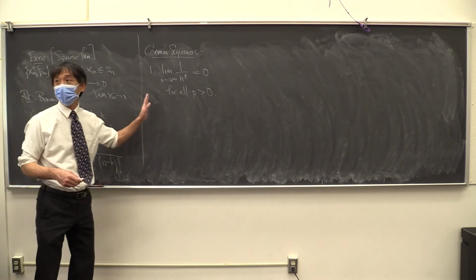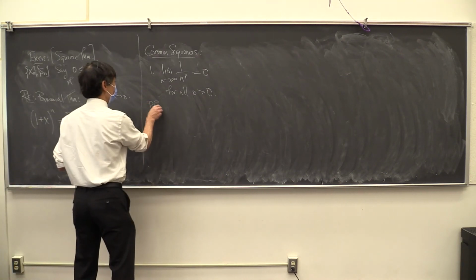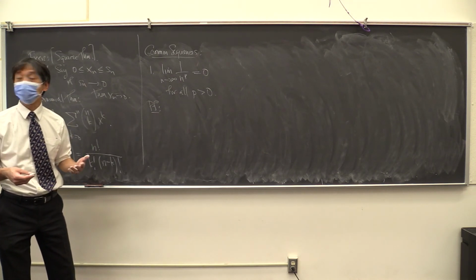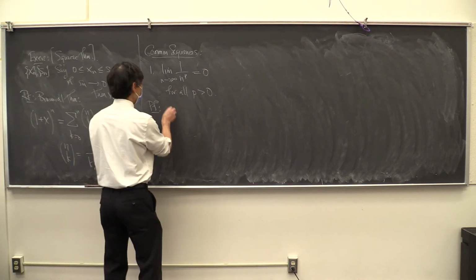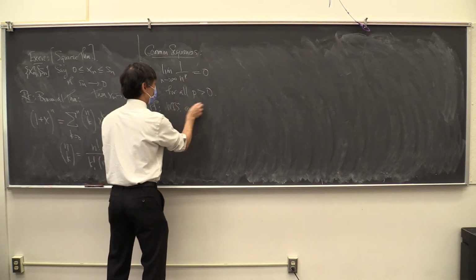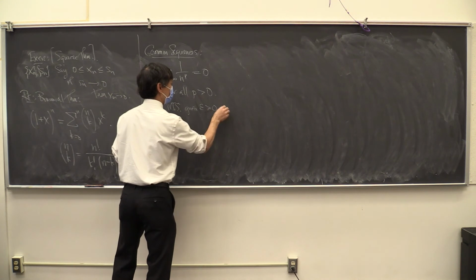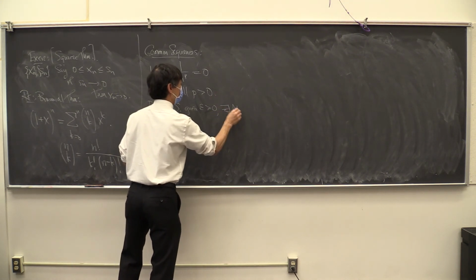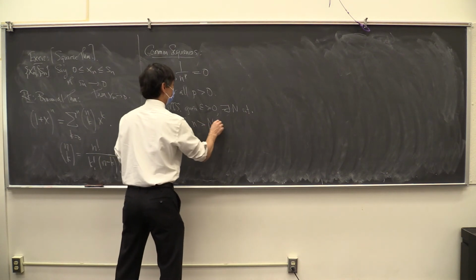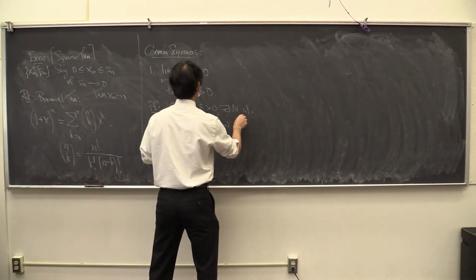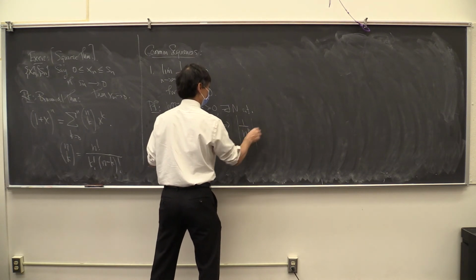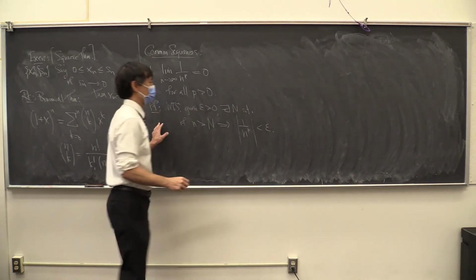Okay, so think about what you need to do. Always when you're doing a proof, you want to think, what are we being asked to show? We want to show that, given any epsilon, there exists an n such that if n is bigger than that n, then 1 over n to the p in absolute value is smaller than epsilon.